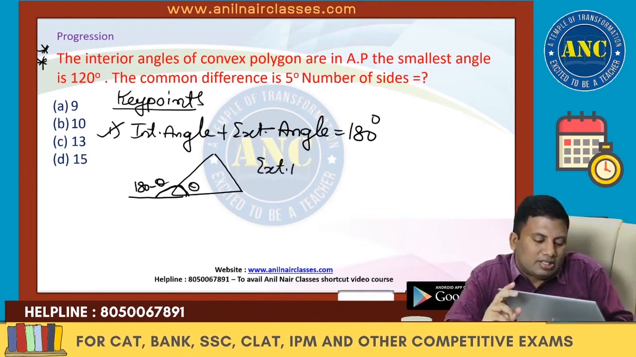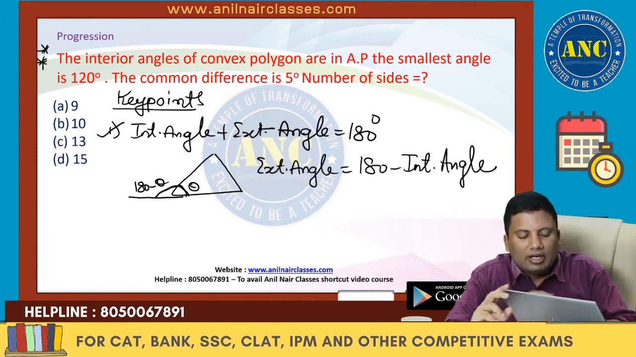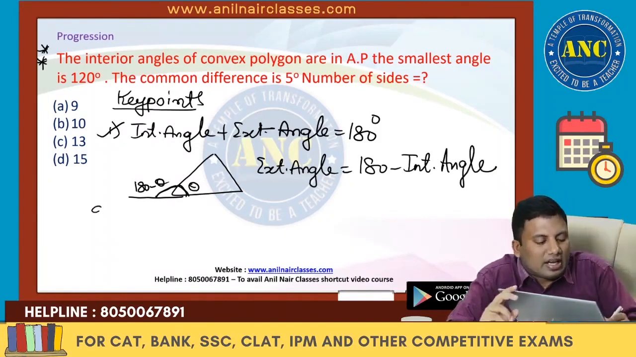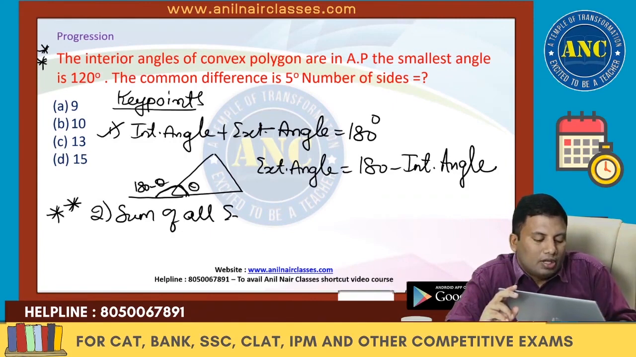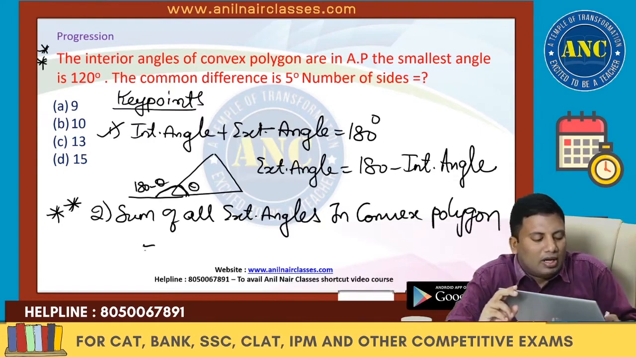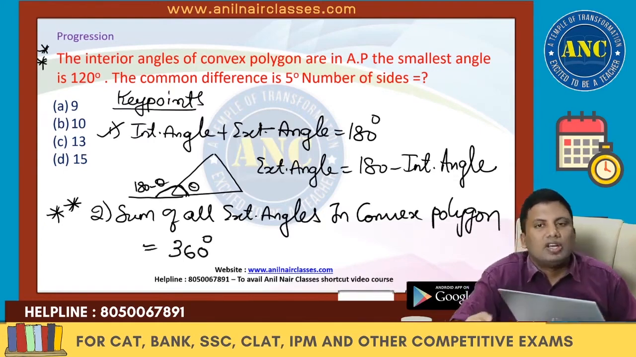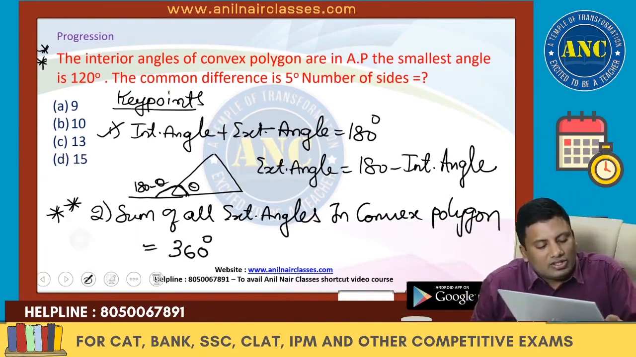Second point, exterior angle is nothing but 180 minus interior angle. Second key point, sum of all exterior angles. This point is extremely important, sir. Sum of all exterior angles in a convex polygon, it is always 360 degrees.